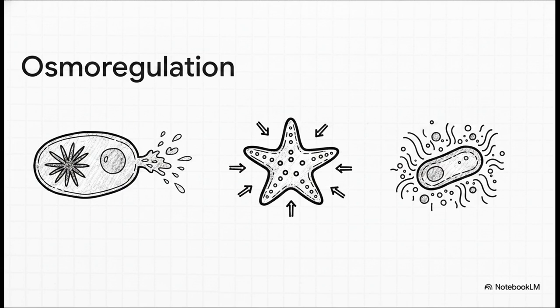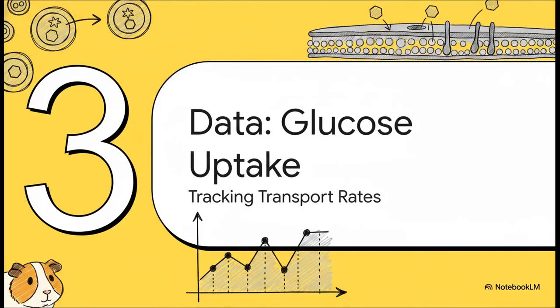They live in isotonic seawater, where the solute concentrations perfectly match, so they experience zero net water movement. Meanwhile, you have extreme bacteria thriving in boiling hypersaline hot springs. They utilize incredibly unique internal lipid mechanisms just to ensure their water doesn't get completely sucked out. Evolution always finds a way. All right, Section 3, Data Analysis, Glucose Uptake, Tracking Transport Rates over Time.